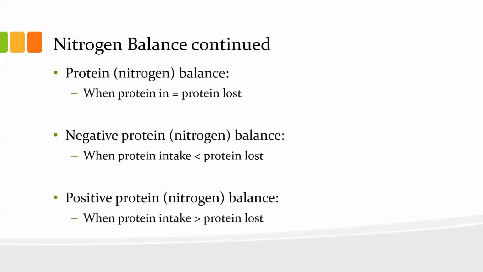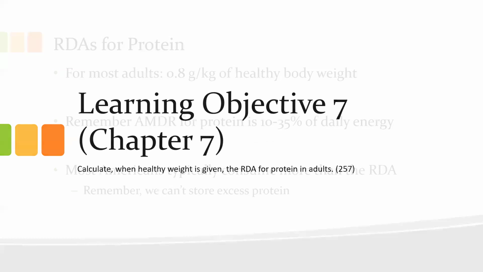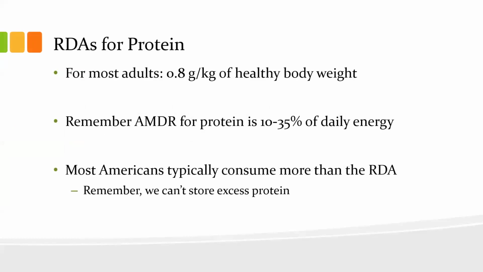So what is the RDA for protein? For most adults, the RDA for protein is 0.8 grams per kilogram of healthy body weight. But remember that your AMDR for protein is only 10 to 35% of your daily energy. And most Americans are typically able to access and will typically consume well more than the RDA, even though we are unable to store it.